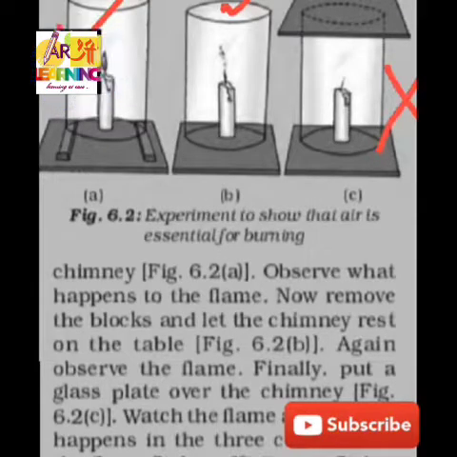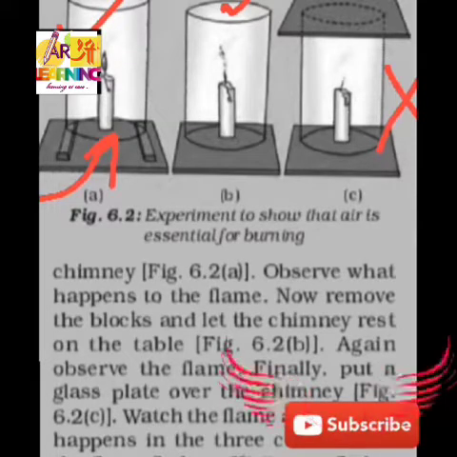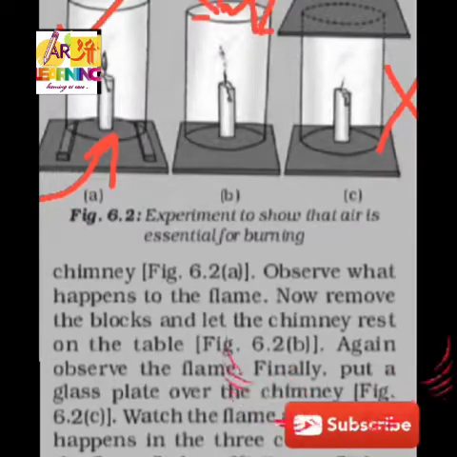You know the reason: in the first case oxygen can go inside and there is a free supply of oxygen, so the candle keeps on burning. In the second case, oxygen cannot go from the bottom, so it tries to come from the top, but a free supply of oxygen is not there, therefore the candle flickers. In the third case, the oxygen inside the chimney is finished, so the candle stops burning.